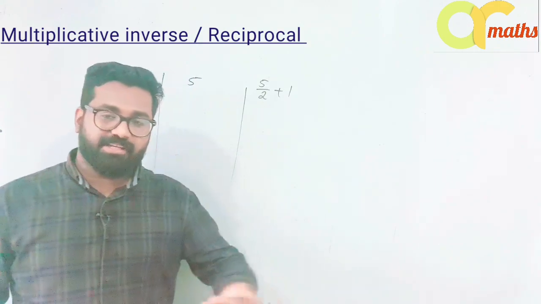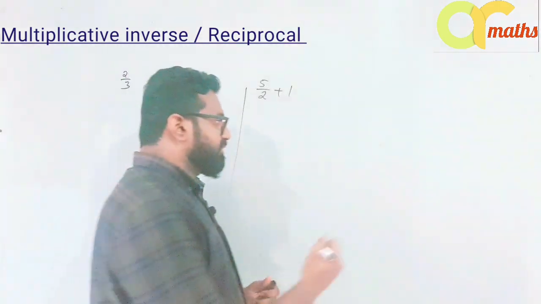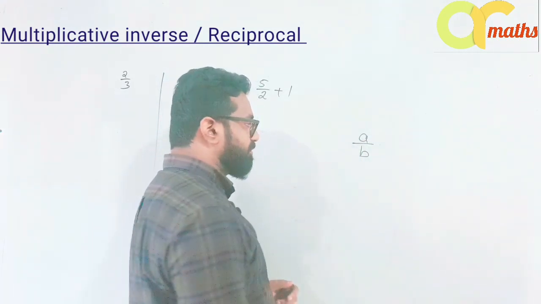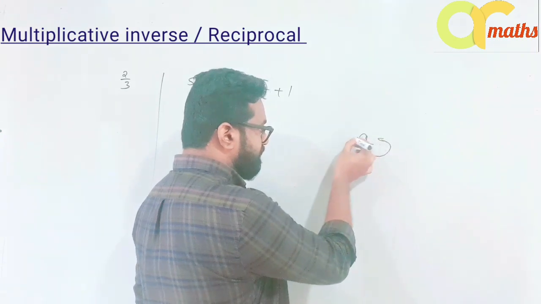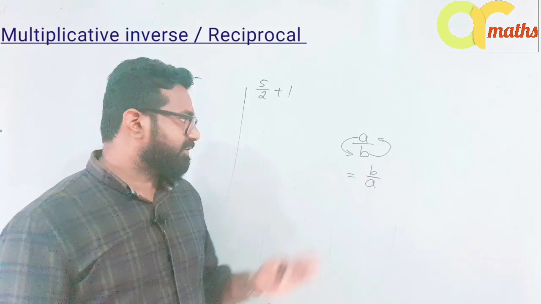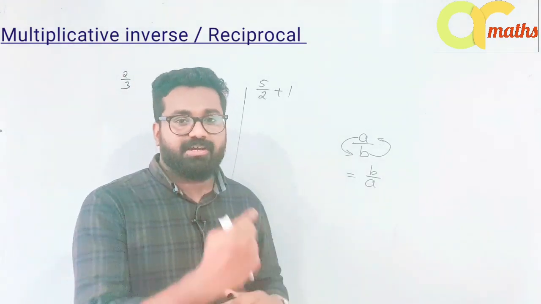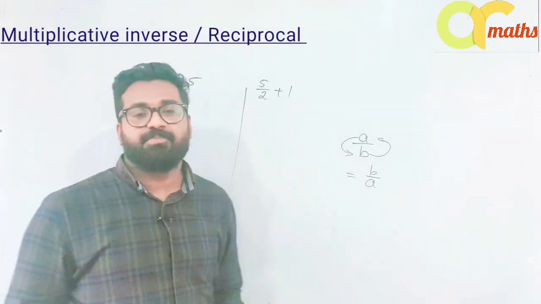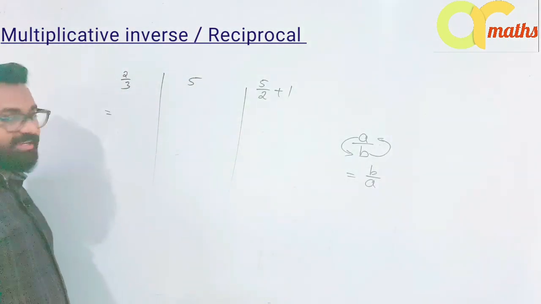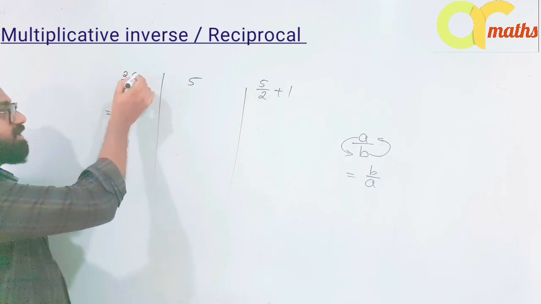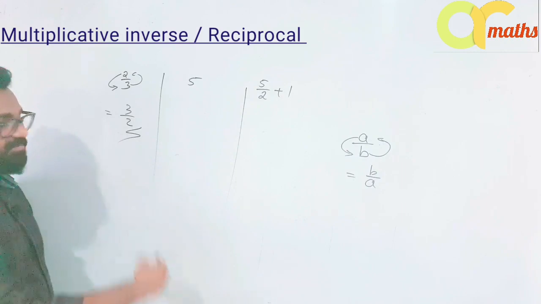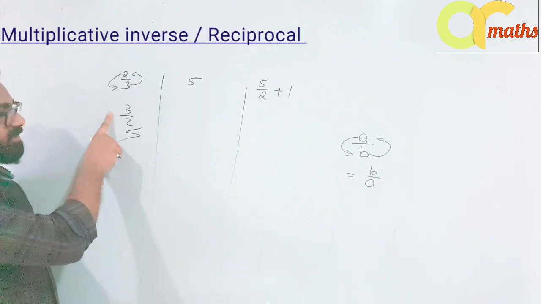What is multiplicative inverse or reciprocal? Suppose you are given a form A by B. What is its reciprocal? Reciprocal means its ulta, the upside-down form, B by A. Suppose given A by B, then its ulta B by A is its reciprocal or multiplicative inverse. So here, what is the multiplicative inverse of 2 by 3? The ulta of 2 by 3 is 3 by 2. Very simple. So here the reciprocal is 3 by 2.